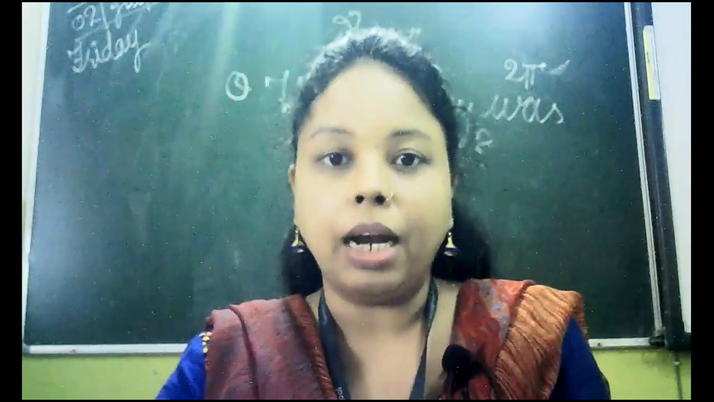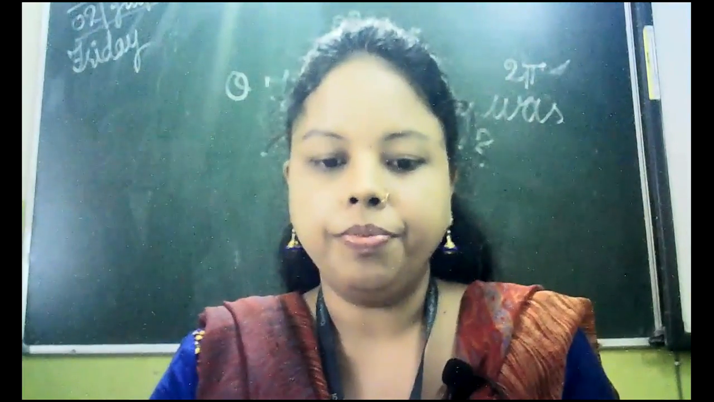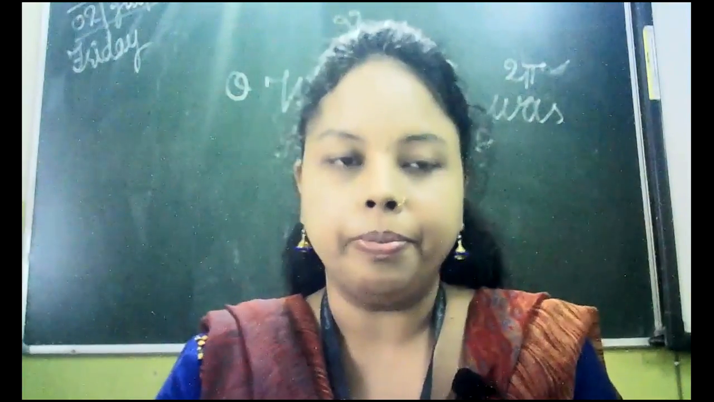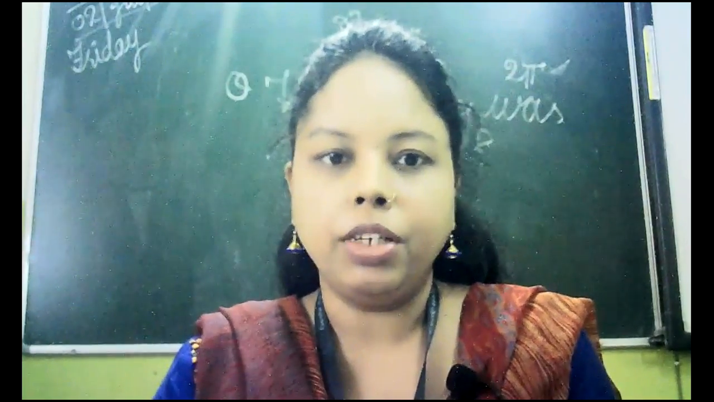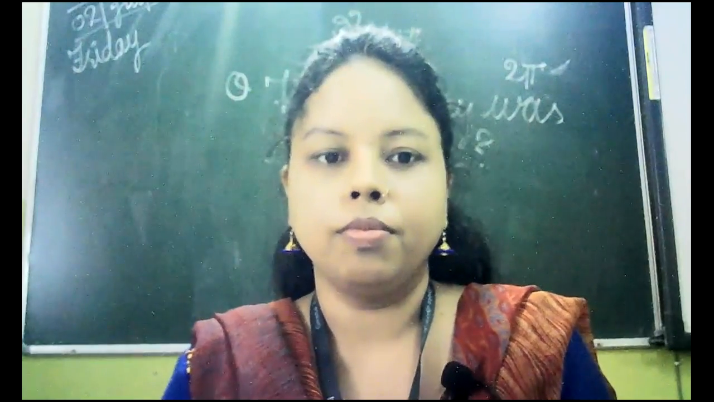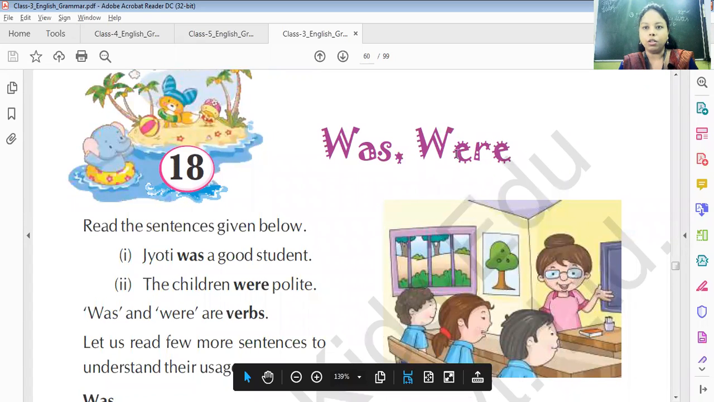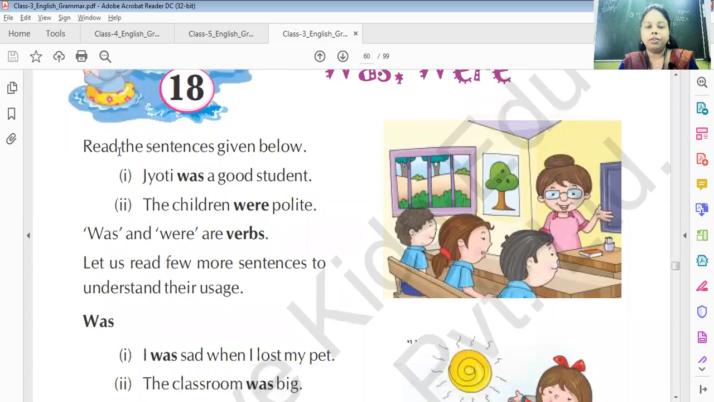Take out our English grammar book, this book, and chapter 18, was and were. Page number 61. Let me share your ebook with you. I hope you all can see the screen over here. Chapter 18, was and were. Read these sentences given below.